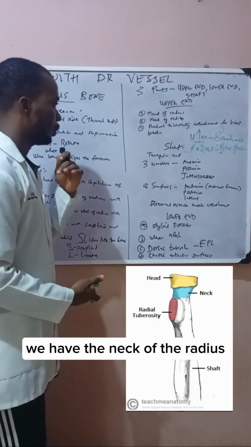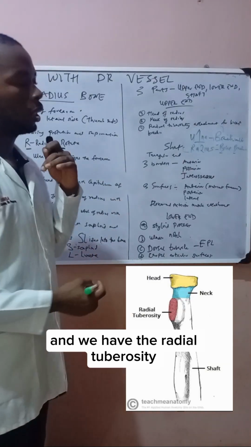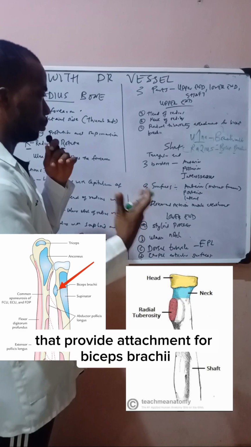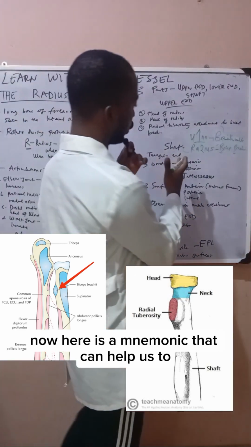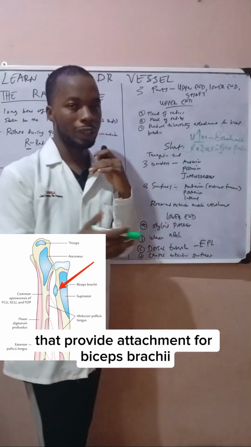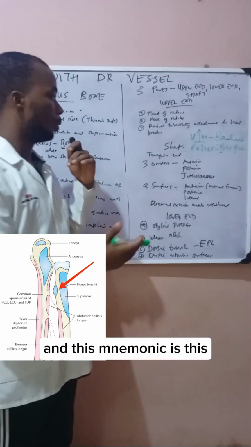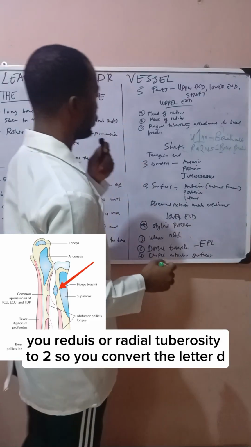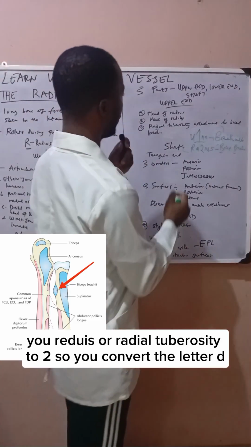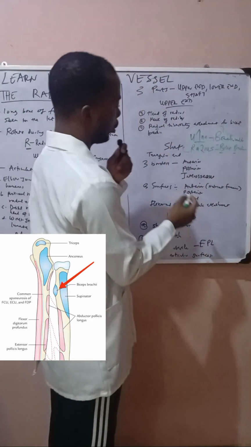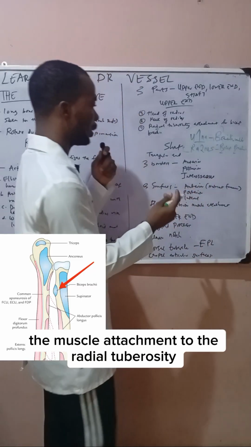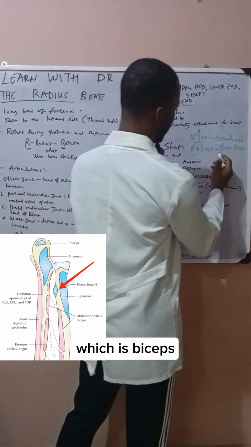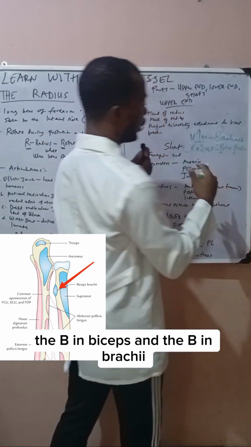We have the neck of the radius, and we have the radial tuberosity that provides attachment for biceps brachii. Now, here is a mnemonic that can help us remember that it is the radial tuberosity that provides attachment for biceps brachii: you convert the letter D in radial tuberosity to 2. So it helps you remember that the muscle attachment to the radial tuberosity involves two B's, the B in biceps and the B in brachii.